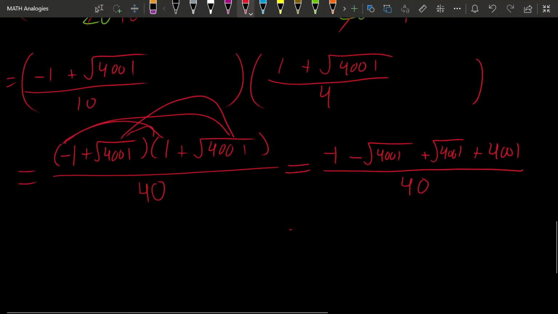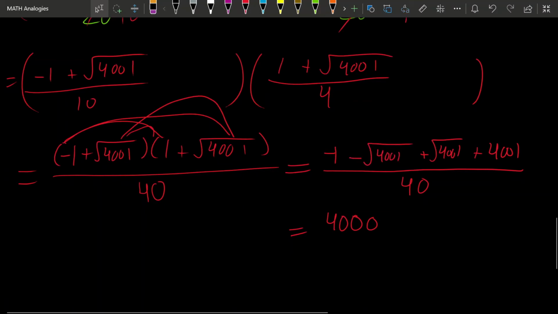Alright, let's see what happens. We have minus 1 and 4001, so that's just going to give us the number 4000. And look here, we have minus this beast, and then plus the same beast. So those match up perfectly and cancel out to 0. We basically have plus some number minus that same number. So those cancel out.